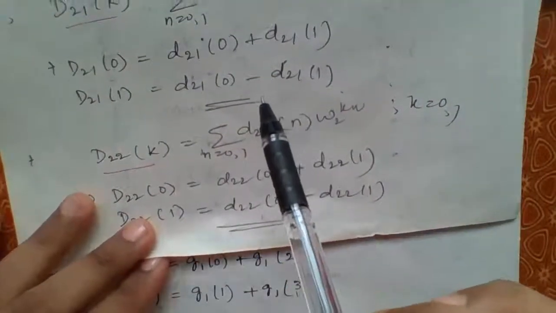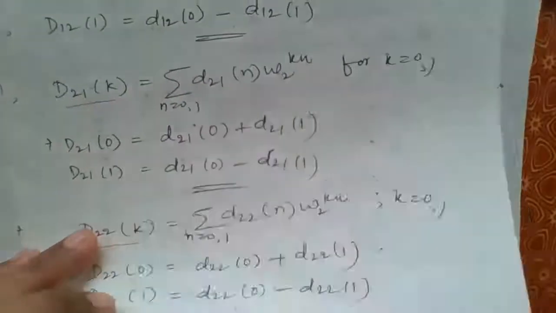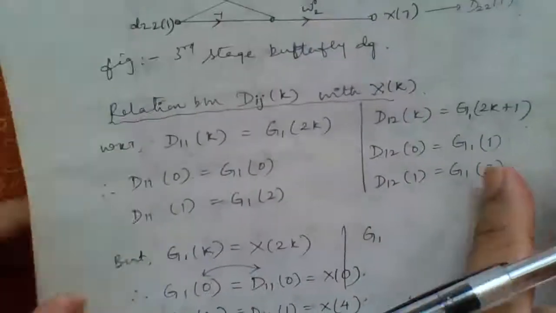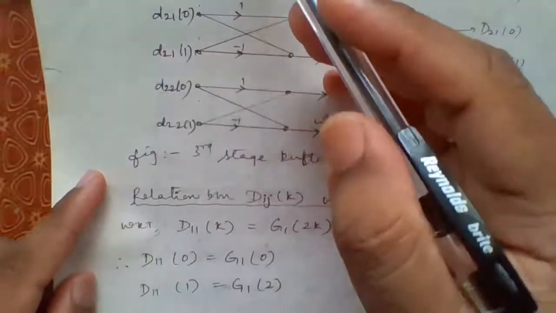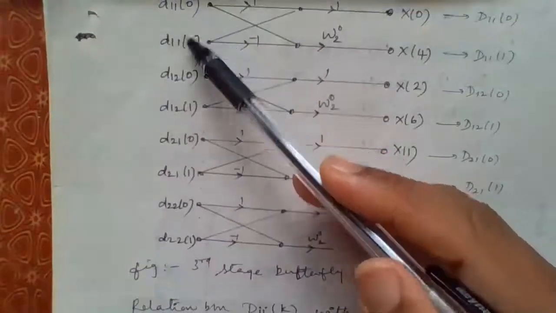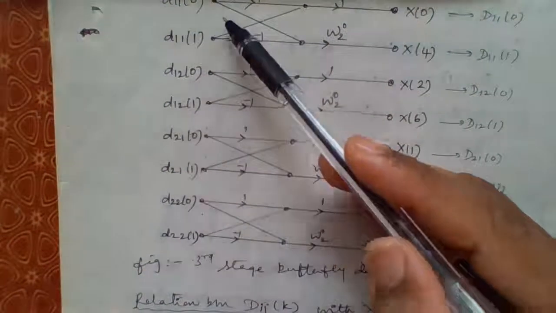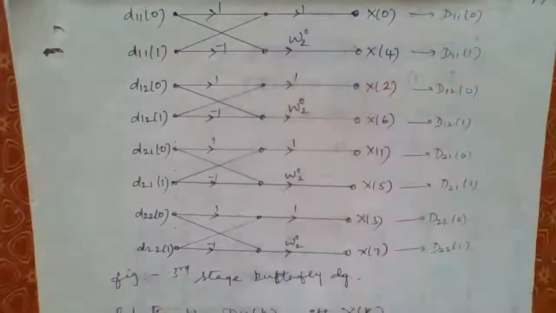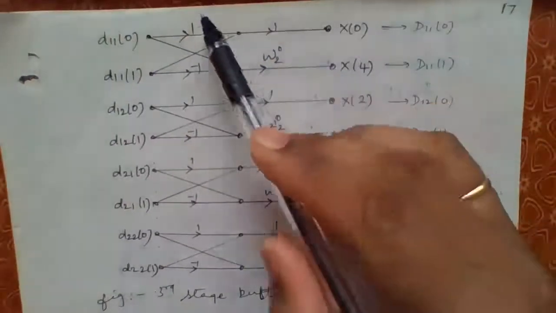By doing this we finally have 8 equations, and they are now used to write the signal flow graphs. From the second stage we have already got this set, that is, all the d sequences. Now in the third stage, what we have is their addition and subtraction.